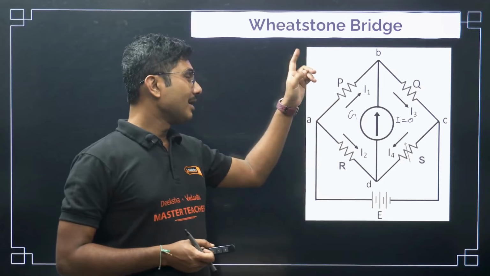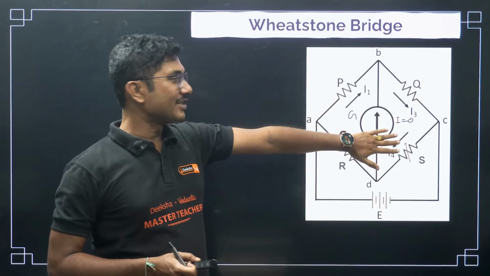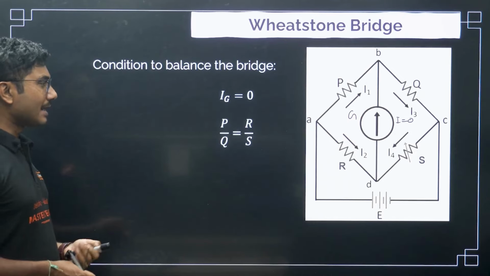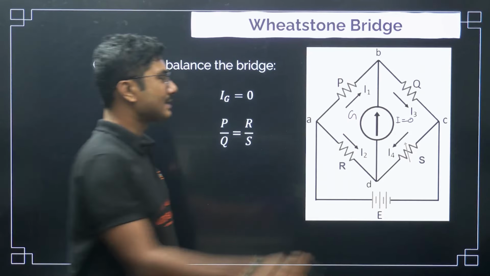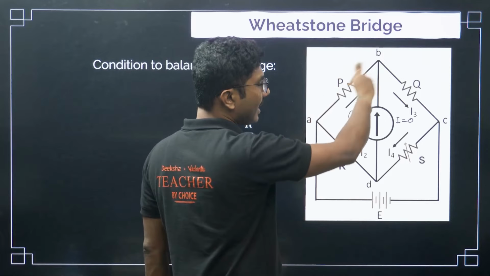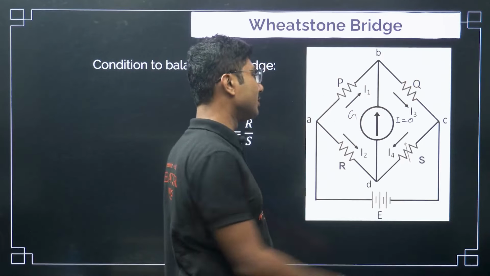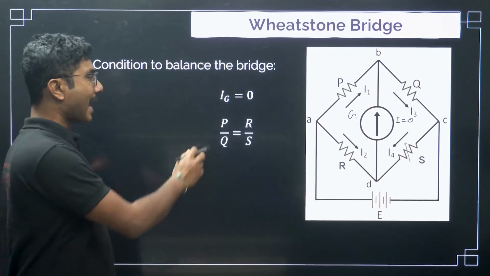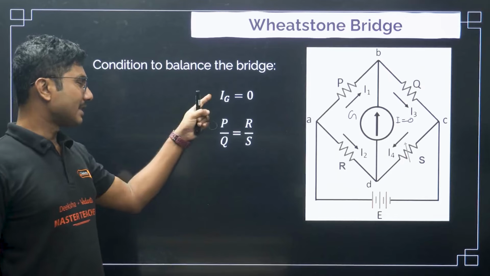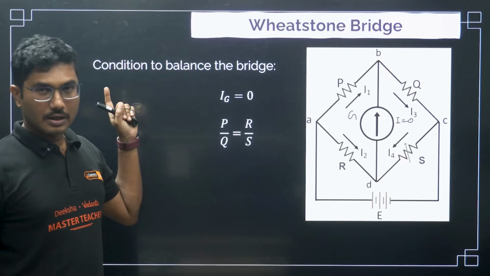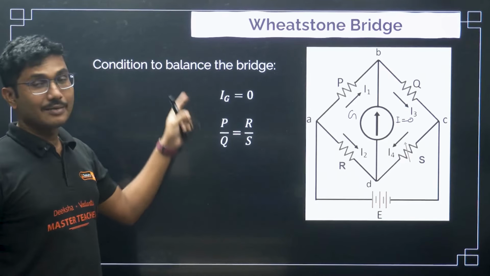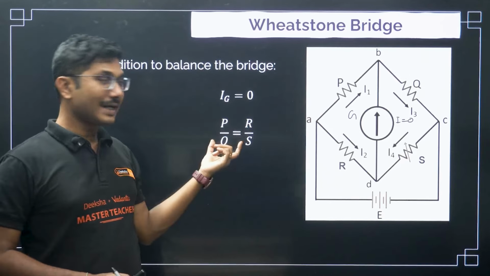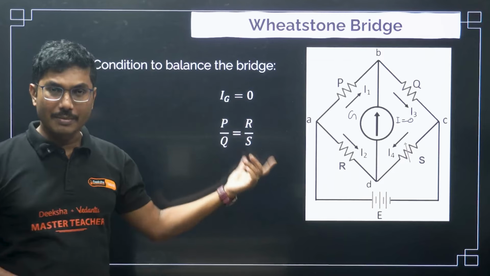Once this balanced condition is achieved, the arms are in a particular order, that is P by Q equals R by S. The value of P divided by the value of Q must equal the value of R divided by the value of S. This is the balanced condition, and this is the required condition for the Wheatstone bridge to be balanced. If the bridge is balanced, this must be the case. If this is the case, then the bridge must be balanced, and vice versa.